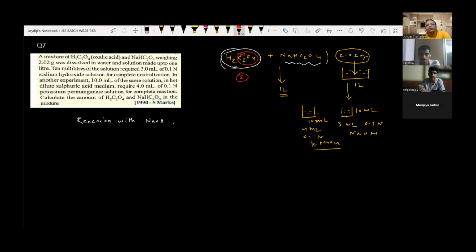And for this case, sodium hydrogen oxalate, it will be 2. Also it will be 2. Very good. Now you can solve, no issue. Solve it.